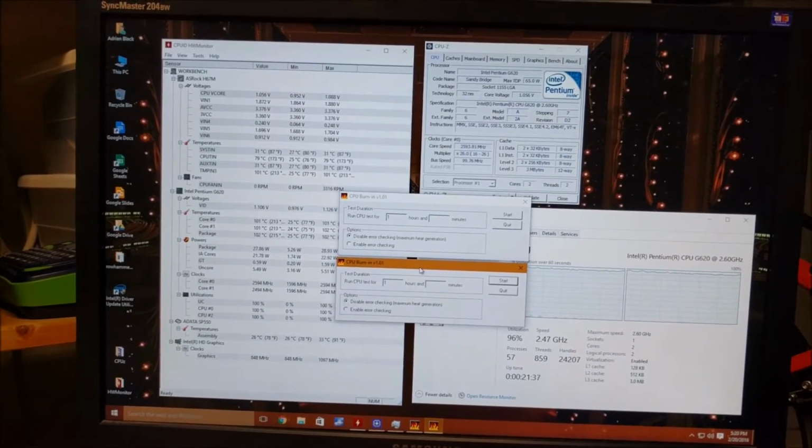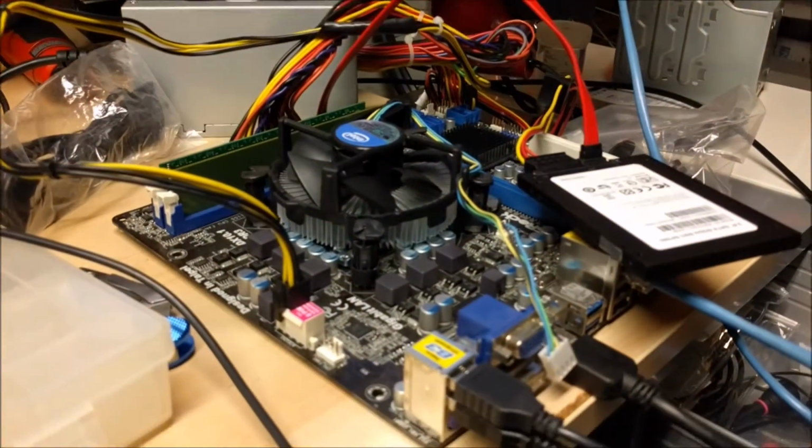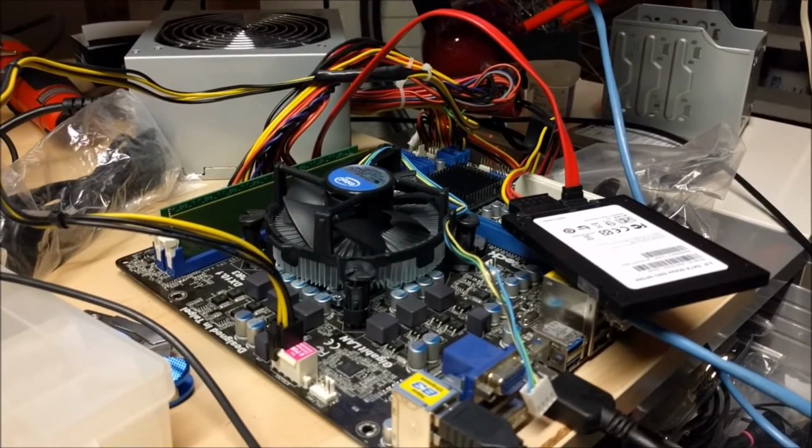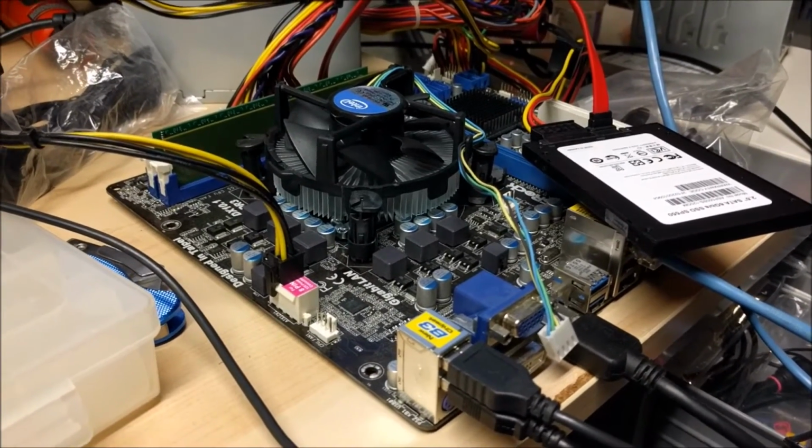Anyway, it's very interesting. I'm sorry, this is just a little bit of a test. Maybe someone will find this interesting because I kind of find this interesting.